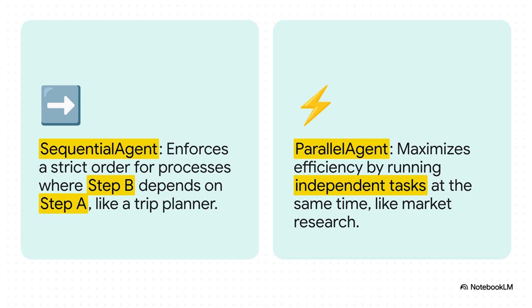For any process where the order is absolutely critical, like say a trip planner that has to find a destination before it can book a hotel, you're going to use a sequential agent. But for tasks that can all happen at the same time, like gathering a company's news, financials, and profile, you'll use a parallel agent to get it all done as fast as possible.